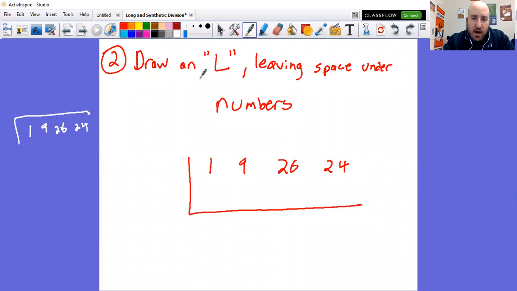All right, step 2, draw an L, leaving space under our numbers. So to the left of our numbers, we're going to start here. We're going to come down, then come all the way across, drawing an L, leaving that space. Again, you can almost think of it like we're taking the division symbol for long division and flipping it upside down. I'm going to show you how it ties into mathematical processes we know.